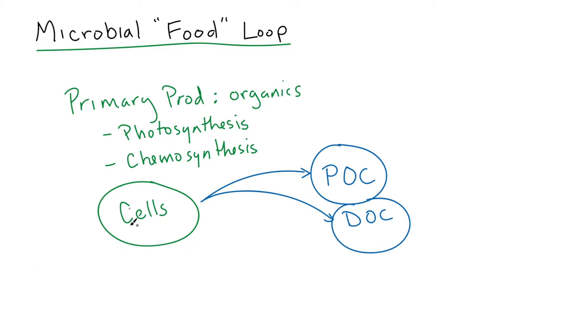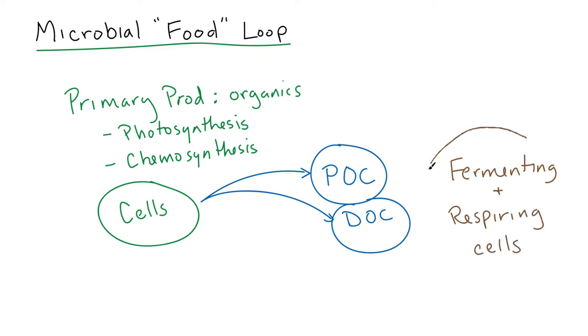So these cells are the primary productivity cells, but we can also have fermenting and respiring. And these organisms take the dissolved organic carbon and sometimes the particulate organic carbon and use those materials to make the cells themselves.